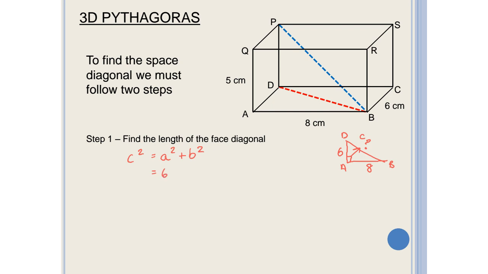Substitute my values in. And then, just like before, I need to work out what this missing side is. So c squared is equal to 100. C is going to be the square root of 100. So in this case, C is equal to 10 centimetres, which means that my face diagonal, or the line DB, is 10 centimetres. And that's my first step.